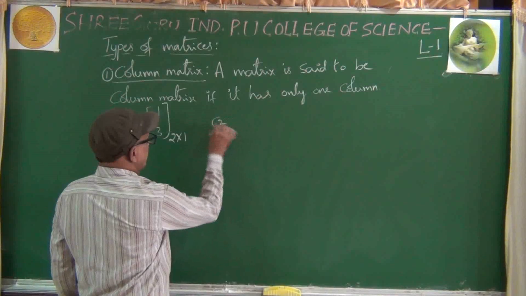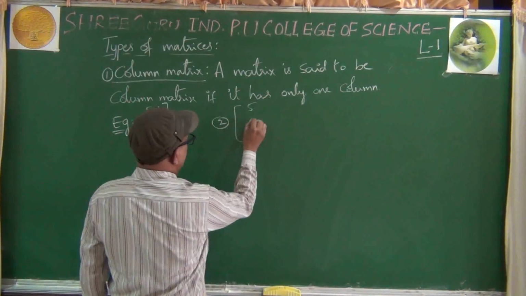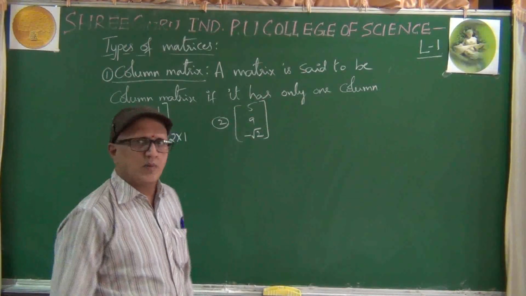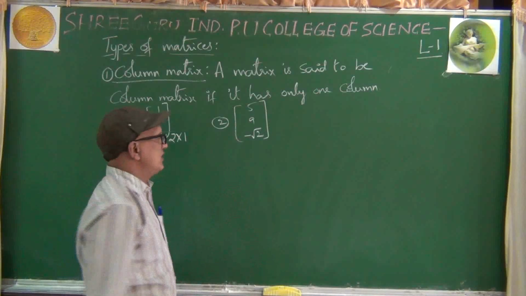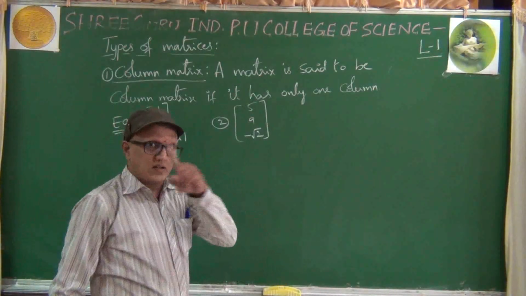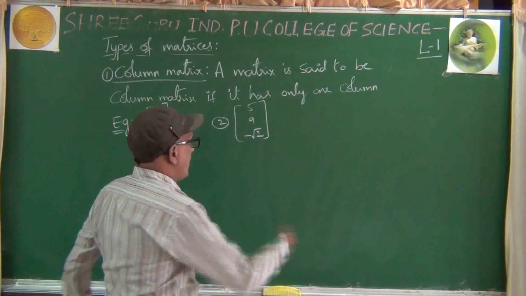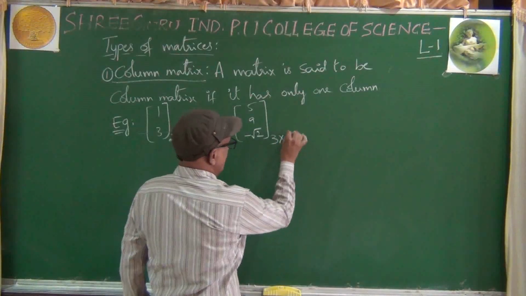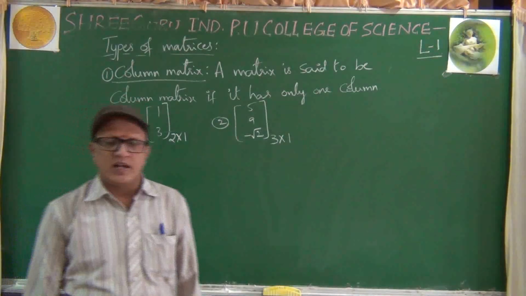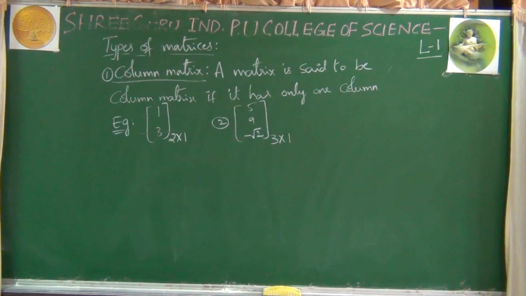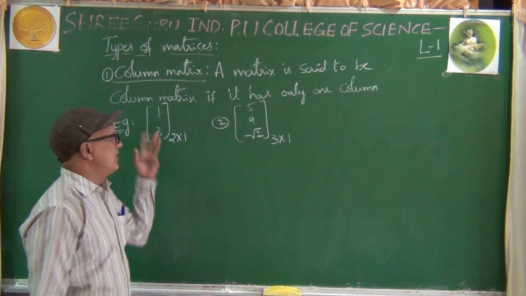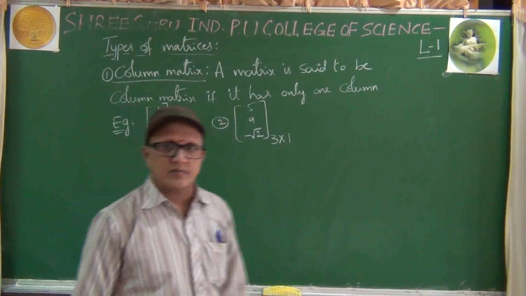Example 2: 5, 9, minus 2. This is one example. Totally only one column is there. Column matrix means only one column. How many rows are there? 3 rows are there. So it is 3 by 1. Only one column. 2 by 1 means 2 rows, 1 column. 3 rows, 1 column. Right. Clear?